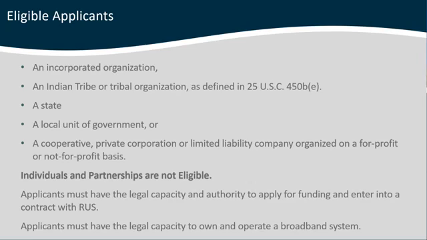However, applicants must have the legal capacity and authority to apply for funding and enter into a contract with RUS, and applicants must have the legal capacity to own and operate a broadband system. So the entity type is pretty broad. If there are any restrictions that your organization bylaws or any state or local law place on you where you're not able to do either of those two things, that could potentially affect whether you're eligible for the program.